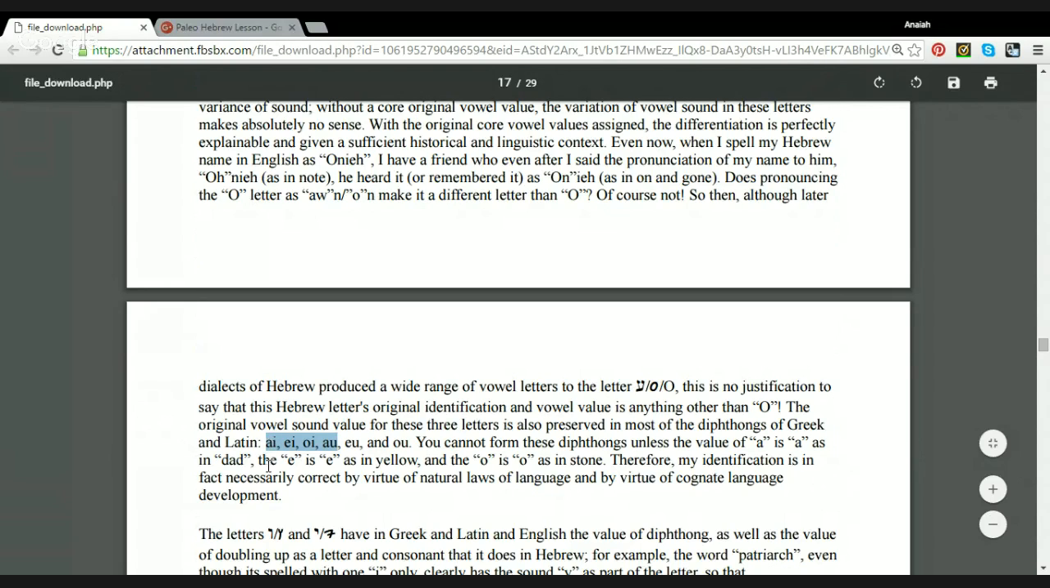And so this means that the only way for the diphthongs to work is if the I has the original sound of E, the A has the original sound of A, and the E has the original sound of E, and O has the original sound of O, and U has the original sound of U. That's the only way that these diphthongs can work. So the diphthongs actually prove the original sounds, I believe.